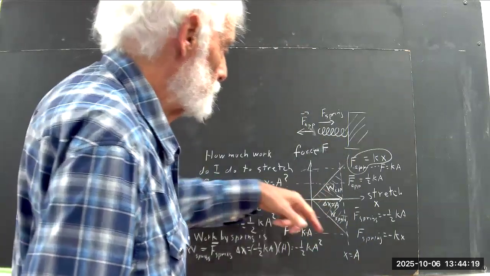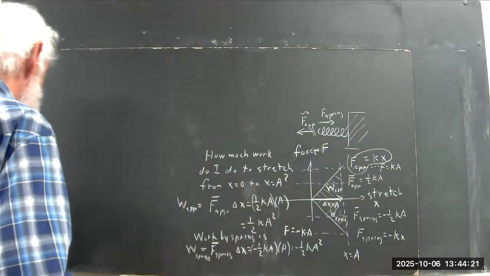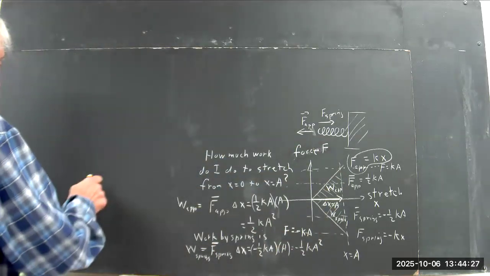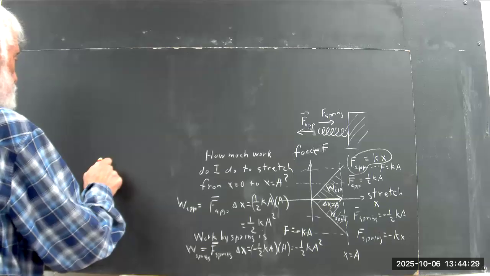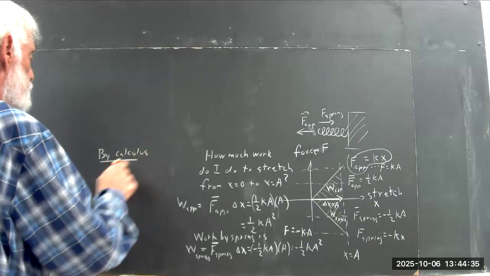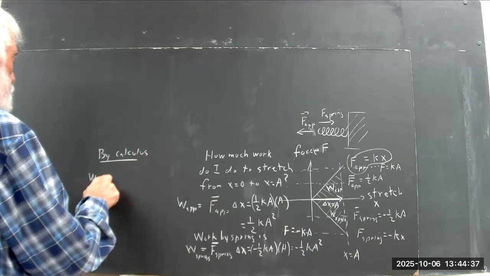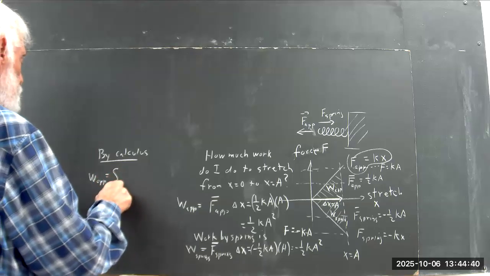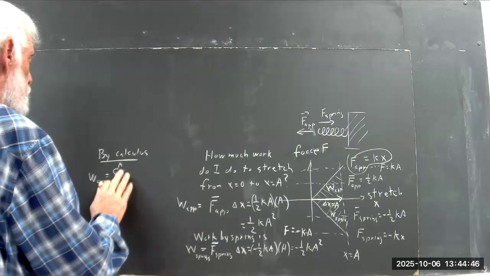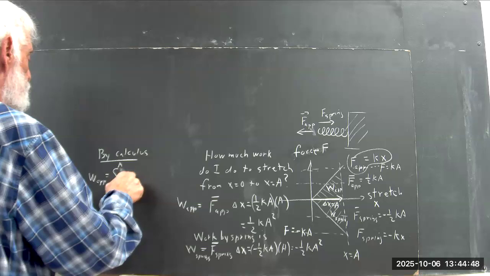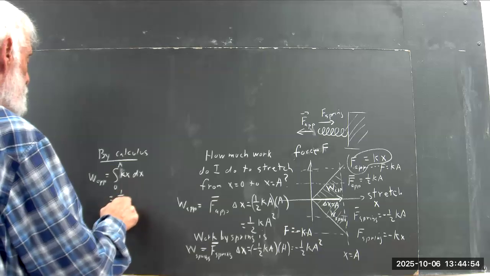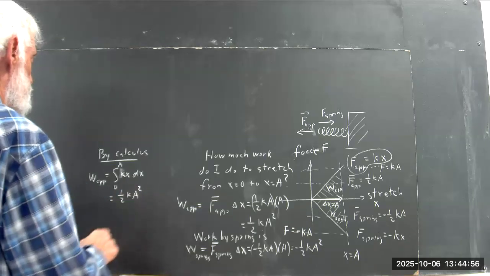So the shaded region in both cases is the work by the spring. You know that's identical to the integral of this function from this point to this point. So by calculus, the work done by the applied force is the integral from 0 to A of Kx with respect to x.